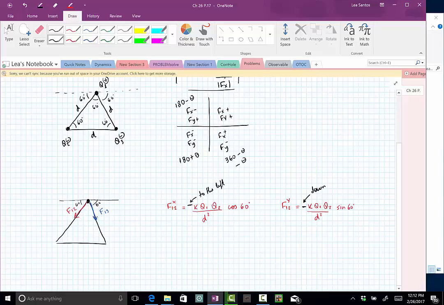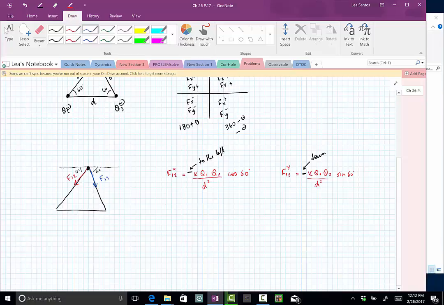Okay, same thing we do for the force on 1 caused by 3 in the x direction and in the y direction. Again, the angles are the same, but let's be careful here. Here we have k, q1, q3, d squared, and cosine of 60 degrees, but this one is really pointing to the right, no? So this is really plus.